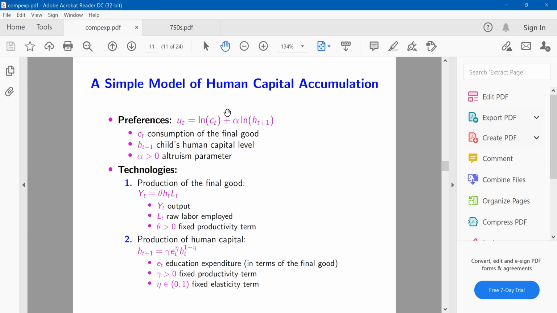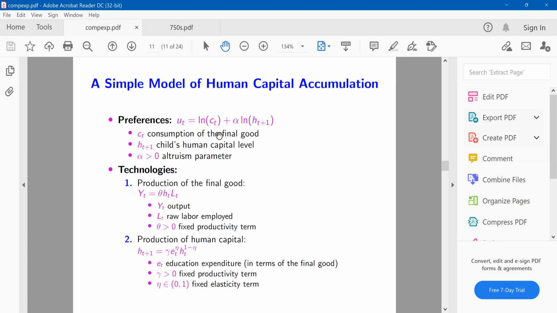So preferences are also very simple. There is this logarithmic utility function. Adults care about their consumption. There's this final good in the economy, and CT denotes the adults' consumption of that final good. And also adults care about their children's human capital.